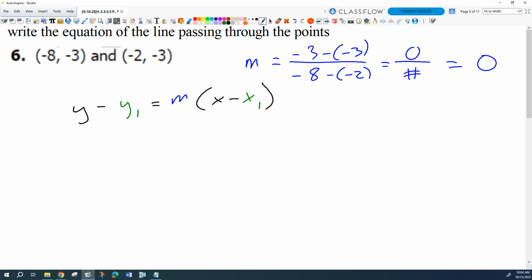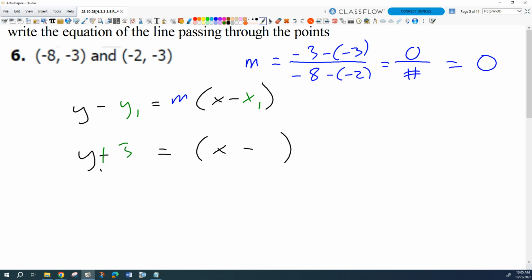Okay, so what am I going to plug in then? What could I do here? Which point would probably be easier? Slightly, the second one maybe. So you guys tell me what values to plug in then. Y minus what? -3. So I'll make that y minus makes that a plus.